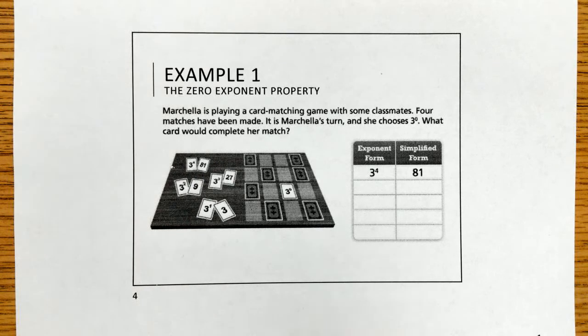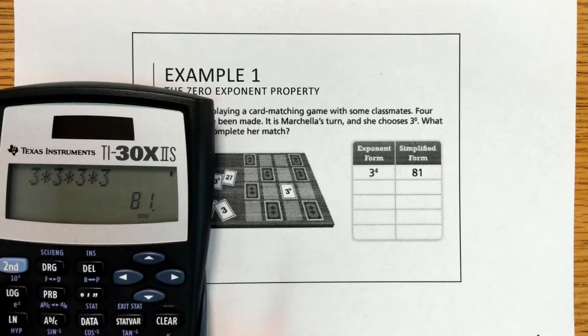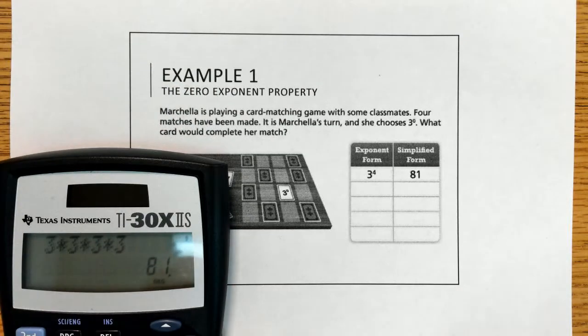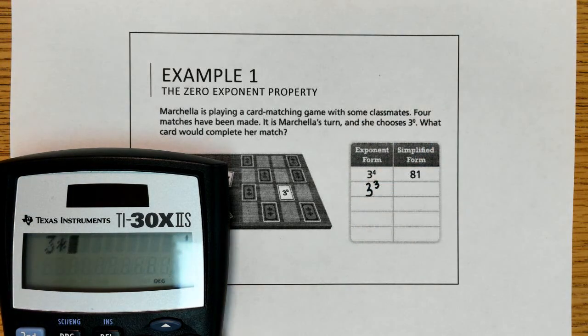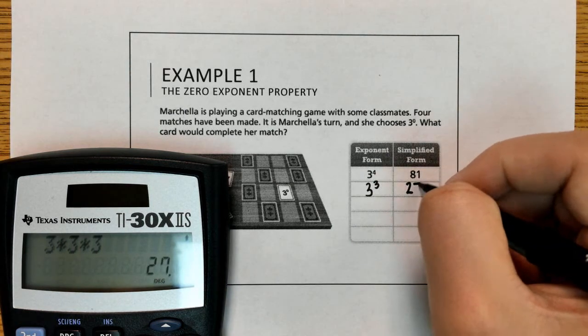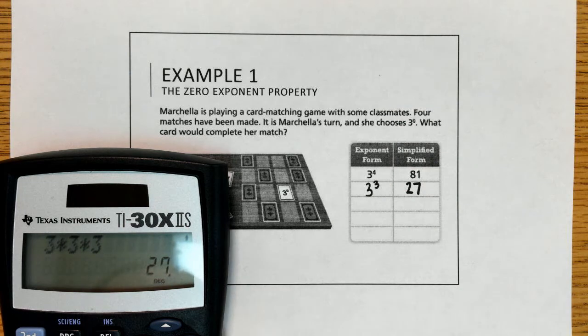Okay, so we're going to look at a pattern here. We have 3 to the 4th power. That's what we're going to start with. 3 to the 4th power means 3 times 3 times 3 times 3, and that's going to give us 81. Now we're going to look at 3 to the 3rd power. 3 to the 3rd power is 3 times 3 times 3, and that gives us 27. So the match for 3 to the 3rd would be 27.